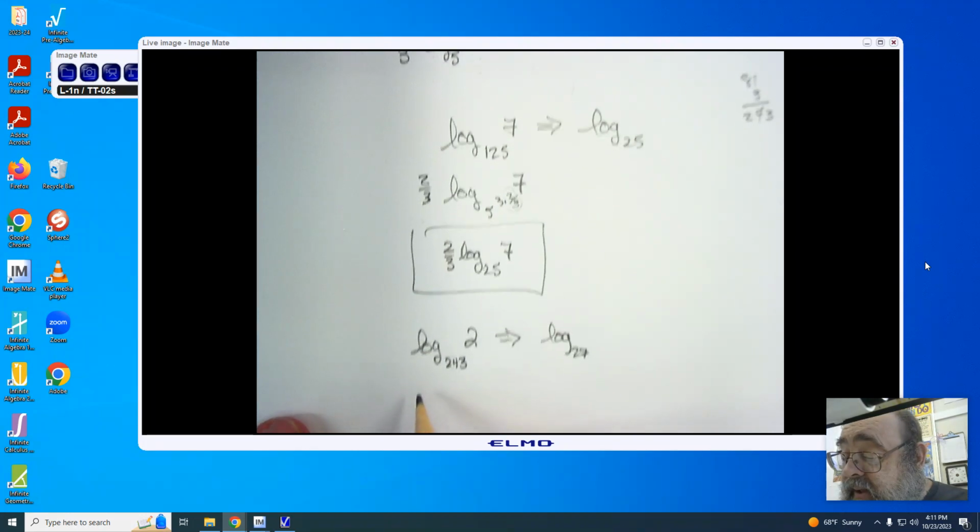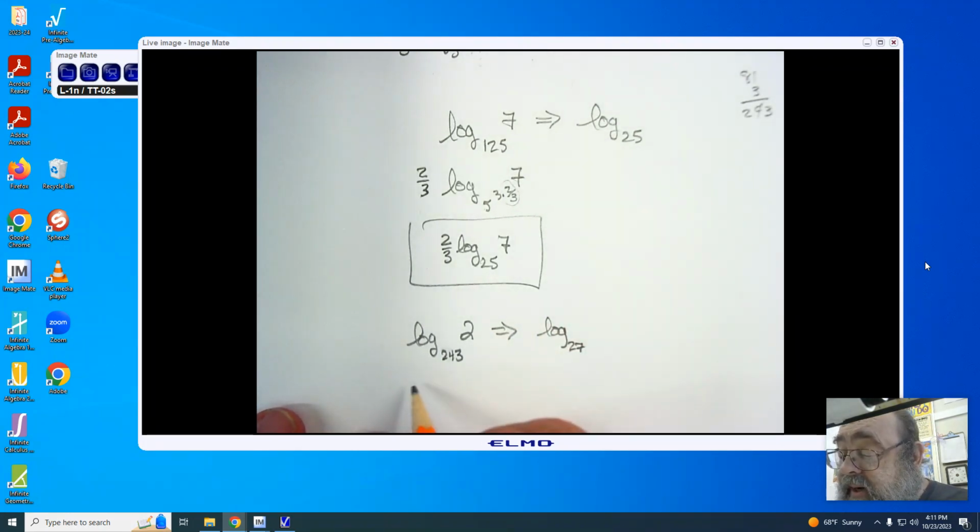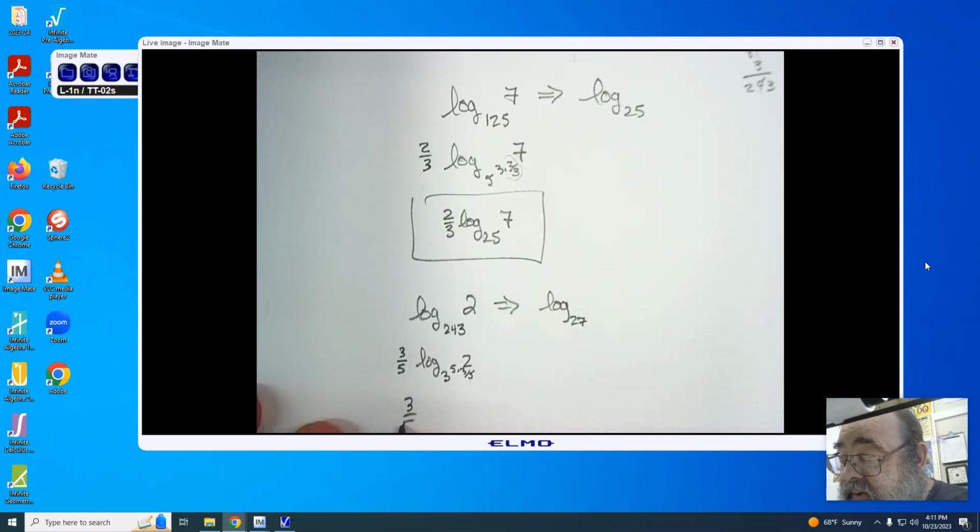Okay, what is it? Well, I've already told you it's 3 to the 5th. It's kind of obvious. We have 3 to the 4th times 3 there. So I'm looking at 3 to the 5th, and I want to make it cubed. So I have to have 3 fifths. The fifths are going to cancel, and 3 cubed is 27. And in front, I put 3 fifths: 3 fifths log base 27 of 2.